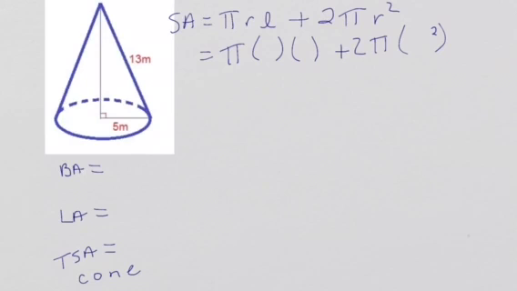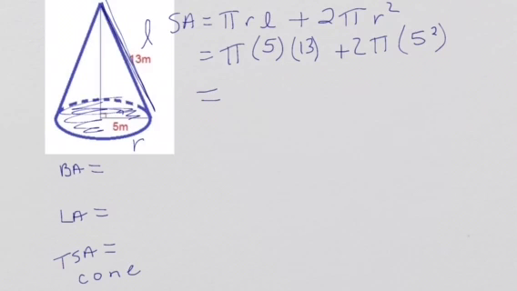Now I have a cone. I'm going to go ahead and shade the base. My 5 is my radius, and my 13 is my lateral height because it leans. And now I have the 2 parts that I need for my formula. So my radius is going to be 5, and my lateral height is going to be 13. So I'm looking at pi r L plus 2 pi r squared.